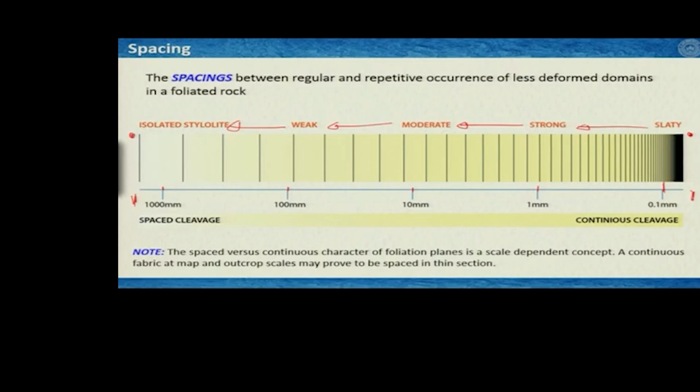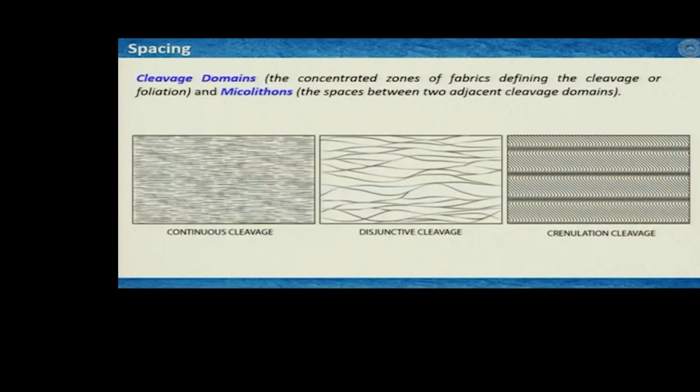So, in summary, if you do not have much space between the two foliations, then we assign the name continuous cleavage, and if we have spaces between them that we can recognize, be it in the field or under the microscope, we call it spaced cleavage. Based on whether it is continuous or spaced, we classify it in different ways. Two nomenclatures come into the picture: cleavage domain and microlithon. These two are very important in the context of spaced and continuous foliations or cleavage.